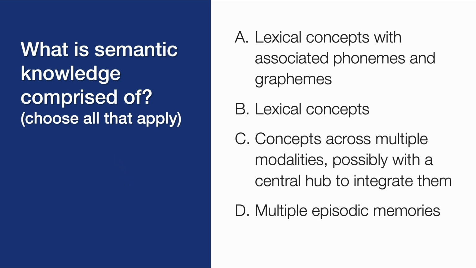Let's review each one. A, lexical concepts with associated phonemes and graphemes, is not correct because semantic knowledge does not include the phonemes and graphemes, so not A. B, lexical concepts. Yes, semantic knowledge does contain lexical concepts, being the matching of a word concept to its meaning. C, concepts across multiple modalities, possibly with a central hub to integrate them. Yes, this is a more complete description of semantic knowledge. It's concepts across multiple modalities, including lexical concepts, but not only. And D, multiple episodic memories, is a red herring.